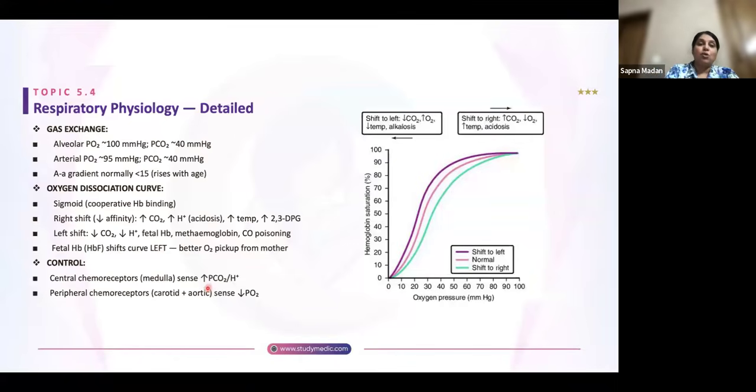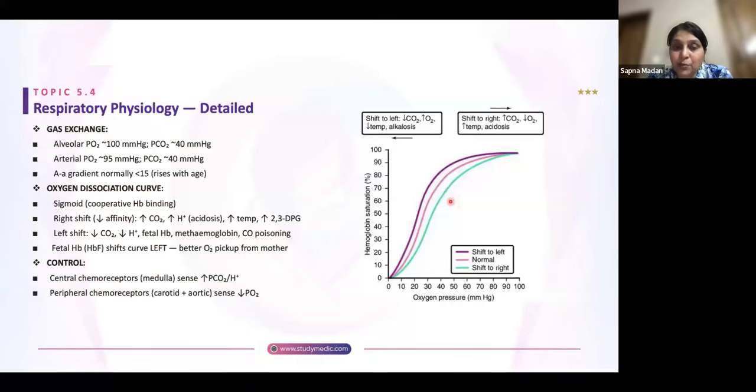Then talking about this oxygen dissociation curve, it is sigmoid in shape, as we can all see. What will happen when the curve is shifted to the right? It is shifted to the right in what conditions? Increased carbon dioxide, reduction of oxygen, increased temperature, and in acidotic conditions. In these conditions, the oxygen dissociation curve moves towards the right.